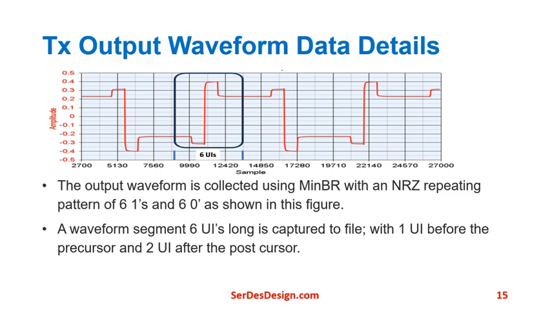Here are the transmit output waveform data details. The output waveform is collected using the minimum bit rate with an NRZ repeating pattern of 6 ones and 6 zeros as shown in this figure. A waveform segment 6 UIs long is captured to file with 1 UI before the precursor and 2 UI after the postcursor. The black box is the captured data.